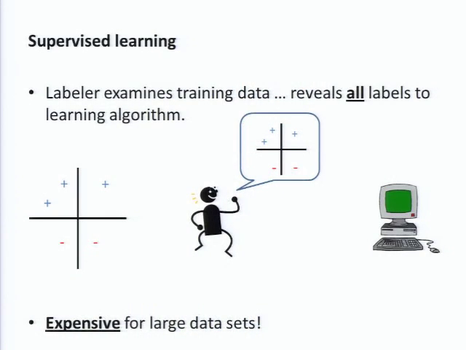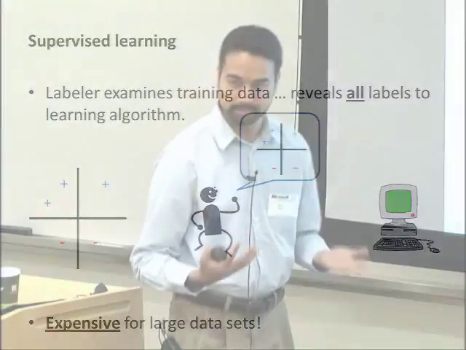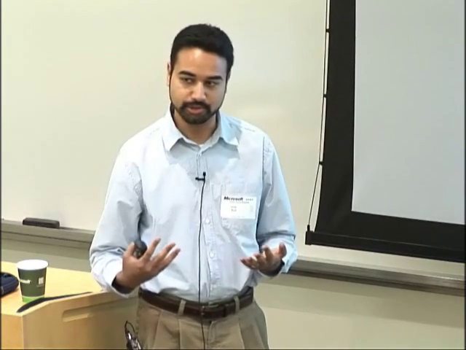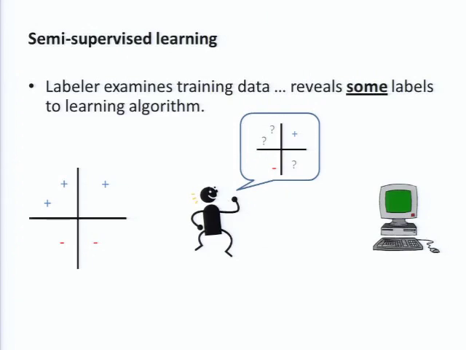But it has been commonly observed that labeling examples is an expensive and time-consuming process, and many alternative approaches to supervised learning have been proposed to deal with this, and one of the most popular is semi-supervised learning. Semi-supervised learning is based on the observation that while labeled data is expensive, unlabeled data is typically quite cheap and easy to obtain. And so our learning algorithm should try to exploit this abundance of unlabeled data. So in semi-supervised learning, we're given a training set of unlabeled examples. A labeler examines the examples and reveals the labels of some of the examples to the learning algorithm.